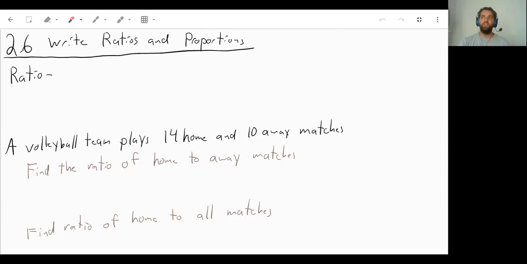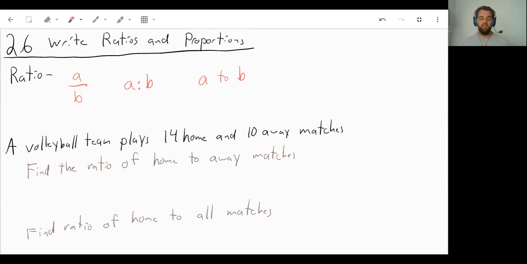Now a ratio is just comparing two quantities using division, and it can be written one of three different ways. You might see it written as A divided by B, so quantity A divided by quantity B. You might see it written as quantity A colon quantity B, and so it compares them more side to side, or you might see it as just A to B, a comparison more with words in that case. All three of these are ratios.